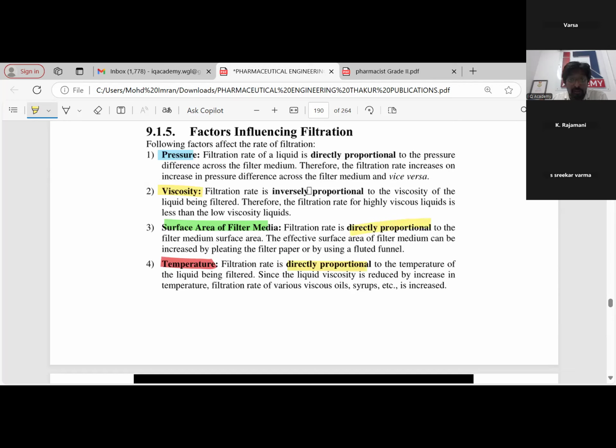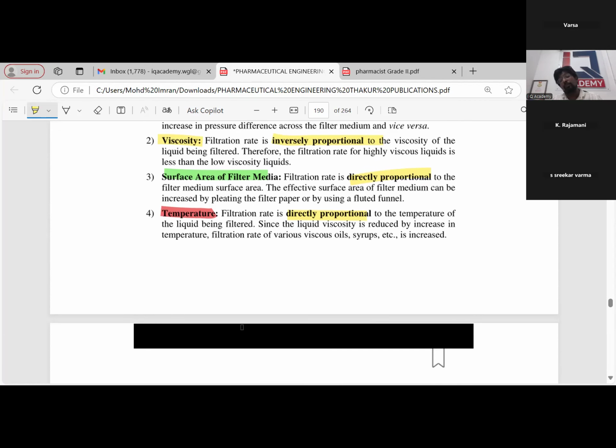ఎప్పుడు కూడా ప్రెషర్ పెంచితే filtration increase అవుతుందండి, సో డైరెక్ట్లీ ప్రపోర్షనల్. Viscosity, the more viscous, viscosity is resistance to flow, slower will be the flow, so obviously rate of filtration will be slower. Surface area lo ante directly proportional, greater the surface area, greater the chances of filtration are there, so speed will be more. Temperature also directly proportional, because increasing the temperature is decreasing viscosity. So that's the reason why this is happening.